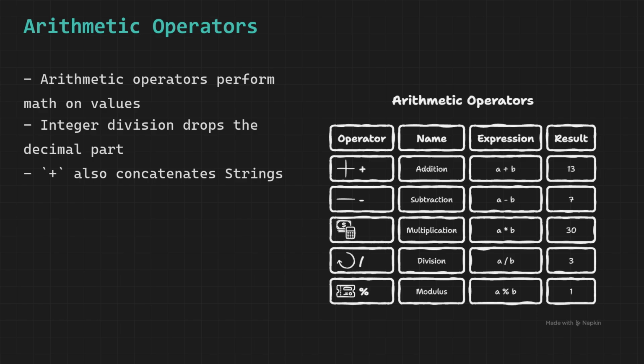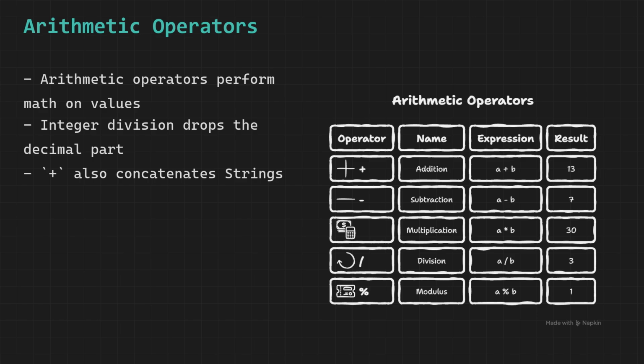If both operands are integers, 10 divided by 3 gives 3 in Java, not 3.33. The decimal part is simply discarded, not rounded. This is called integer division. If either operand is a double, 10.0 divided by 3 gives 3.33 repeating. This difference is a very common source of bugs for beginners who expect 10 divided by 3 to produce a decimal result.